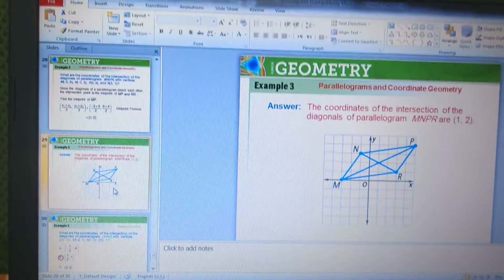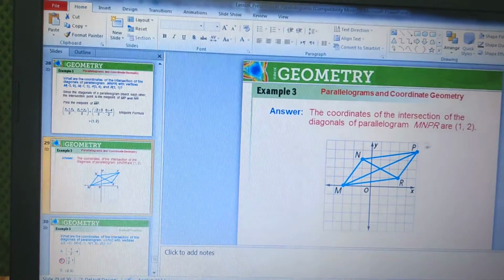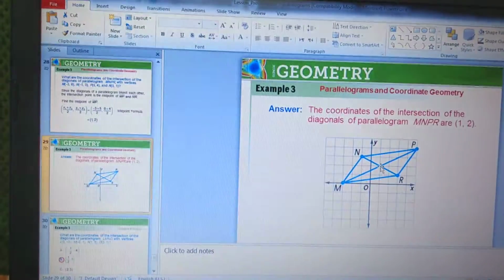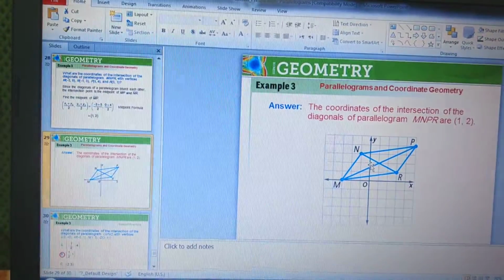In this example, he graphed the points and drew the parallelogram and drew the diagonals, and they intersect in this point which has the coordinate 1 on the x and 2 on the y.